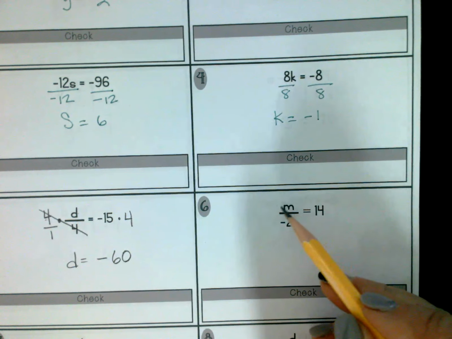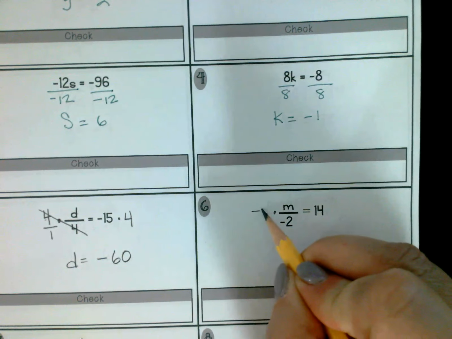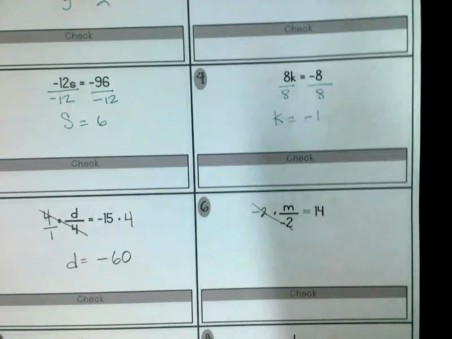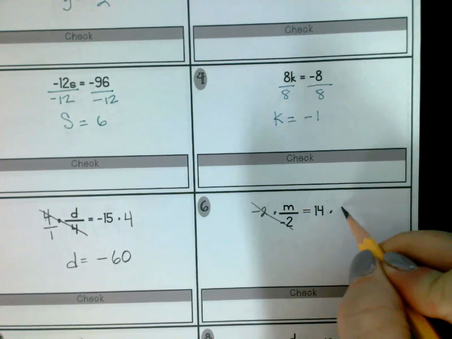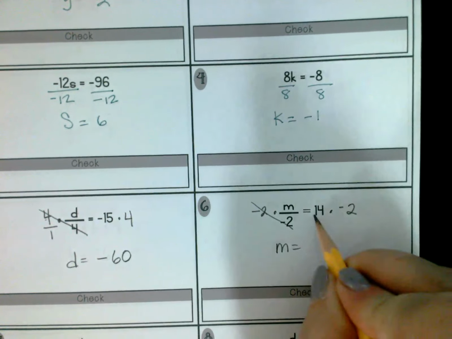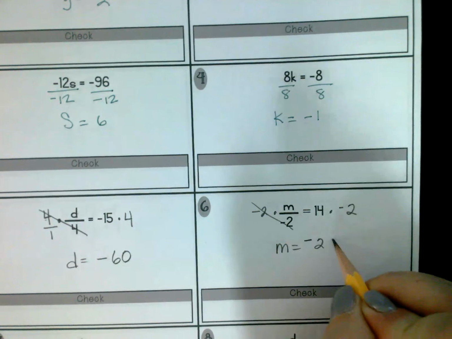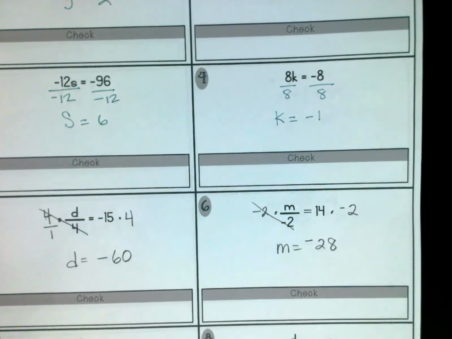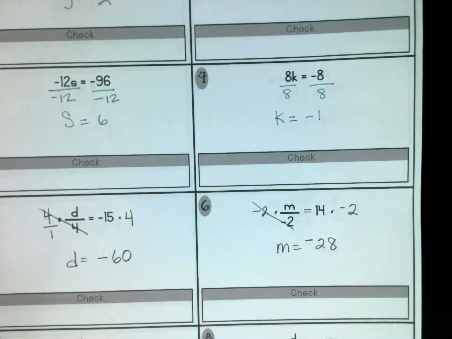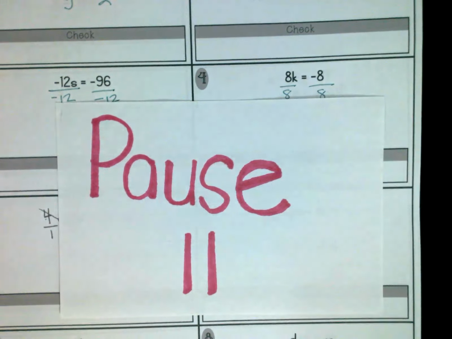Again, the variable is in the fraction, so that is a division. So I would multiply by negative 2. I will go on this side to multiply by negative 2. Positive times negative is negative. 14 times 2 is 28. I would like you to do the next two by yourself. So you're going to pause the video and do the next two, please.